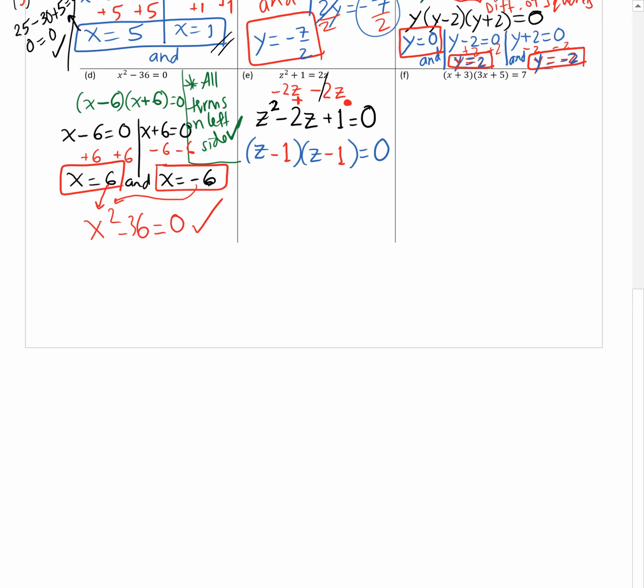and we'll set each factor equal to 0 now that it looks like a product. z minus 1 equals 0 and z minus 1 equals 0. I'm pretty sure we're going to get the same solution here, right? We're going to add 1 to both sides for this one. I might as well do it for both of them, huh? So z equals 1 is one solution, and z equals 1 is the other solution. So really there's only one solution here. I just got it twice.